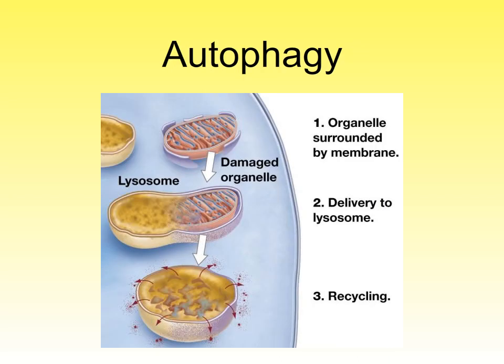In autophagy, damaged or unnecessary structures would be marked for destruction by lysosomes. For example, this mitochondrion is worn out. A membrane would surround the mitochondrion. Then a lysosome would merge with it, and its hydrolytic enzymes would digest the organelle. The resulting monomers would be recycled in the cell.